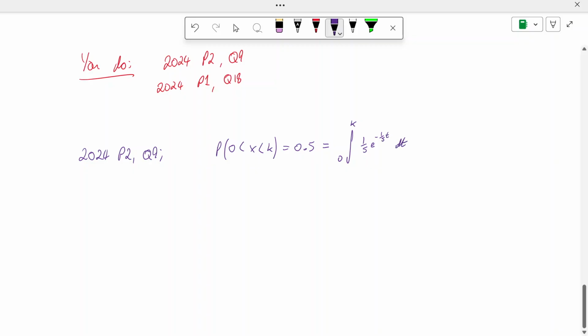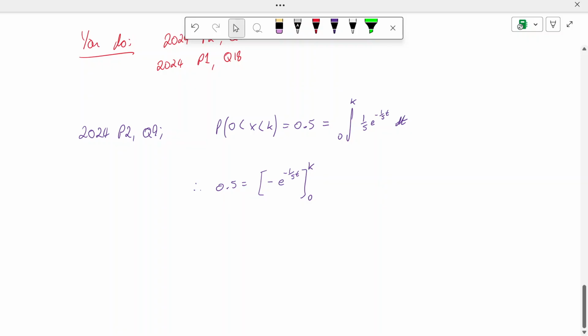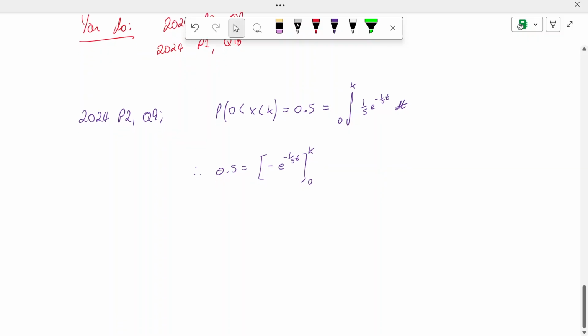Cool. So straight away I can see that I'm going to solve for k. So this problem now means that 0.5 is going to be equal to, and I'm going to integrate this, so I'm going to divide by that power, so I get negative e to the negative 1 on 5 t between 0 and k. You'll notice that these integrals always end up pretty much exactly the same.